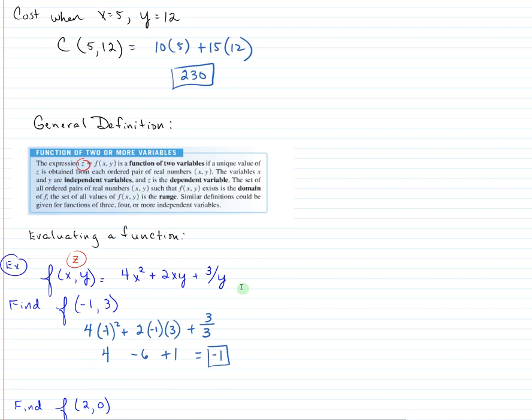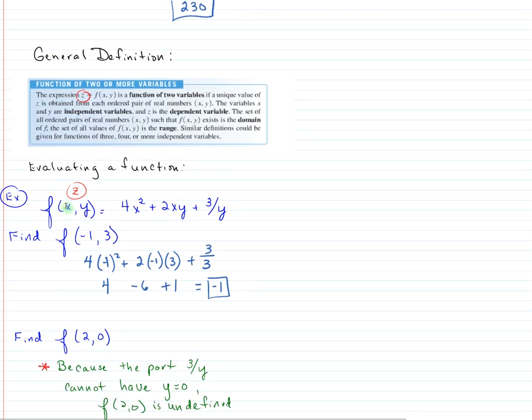All right. Now, we're going to do some evaluating of functions, and they're going to call them Z instead of F, but Z is F of XY. So we're given 4x squared plus 2xy plus 3 over y. Find F of negative 1, 3. And you are simply plugging in the negative 1 here for X, the negative 1 here for X. The 3 is going here for that Y and here for that Y. And you just calculate all that and get negative 1.